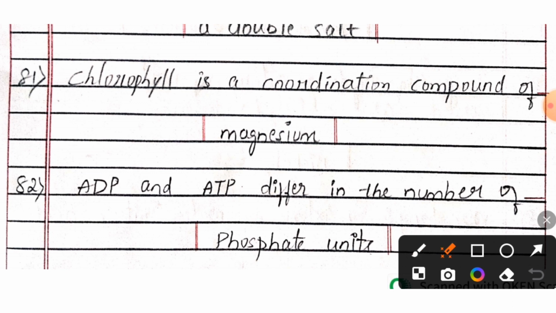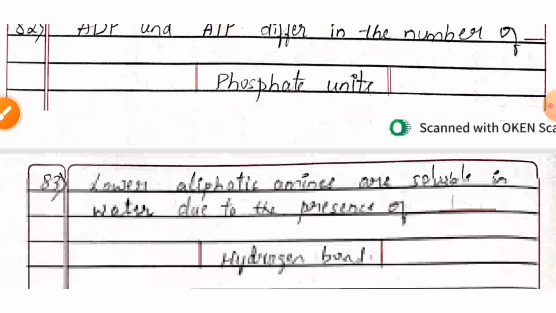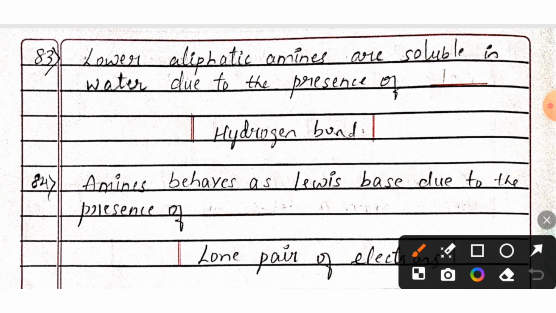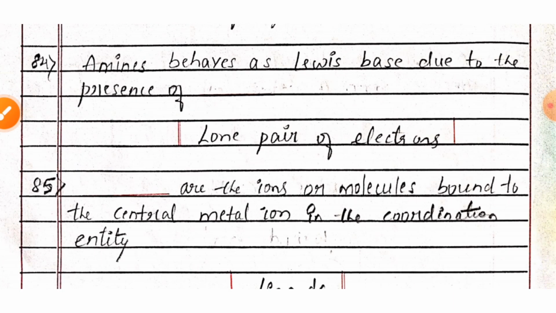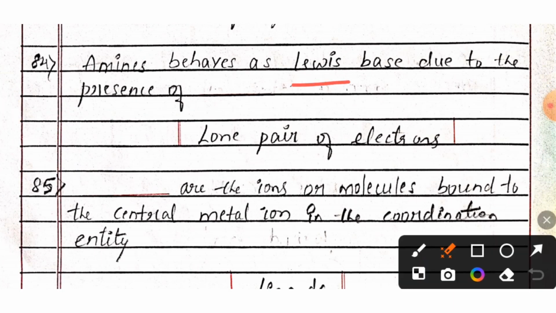Chlorophyll is a coordination compound of magnesium. ADP and ATP differ in the number of phosphate units. Lower aliphatic amines are soluble in water due to the presence of hydrogen bond. Amines behave as Lewis base due to the presence of lone pair of electrons.